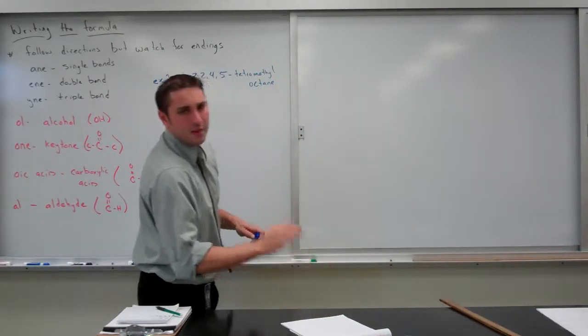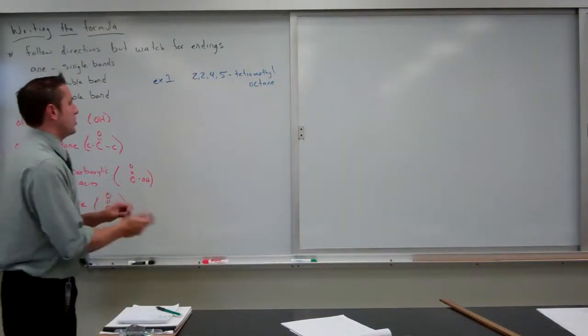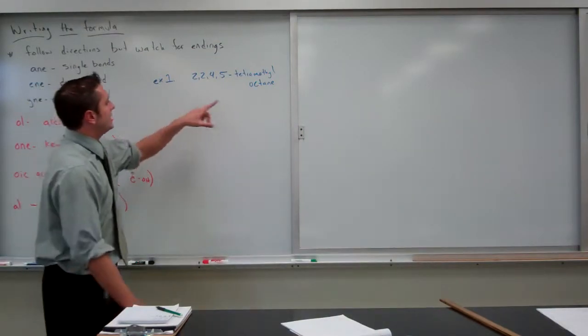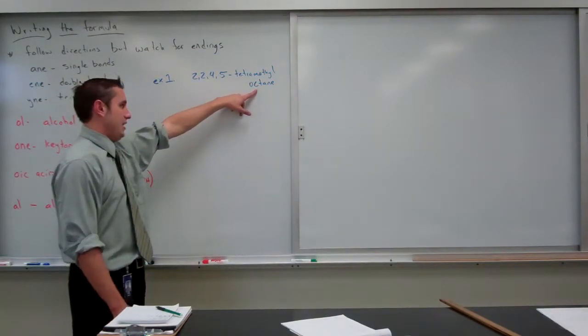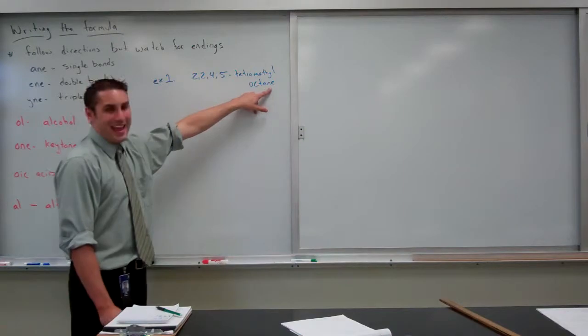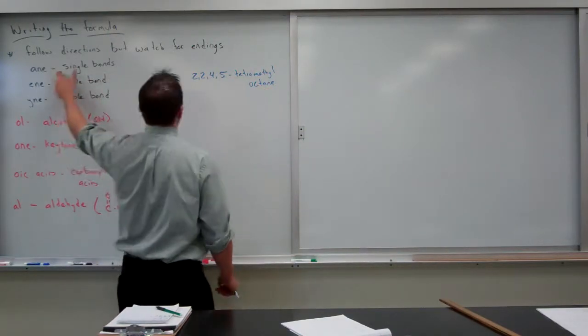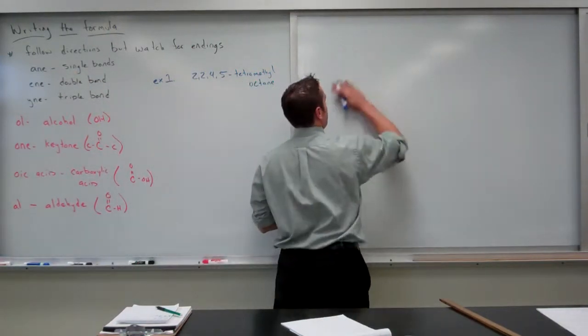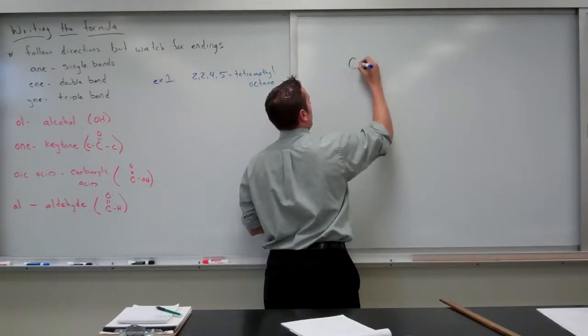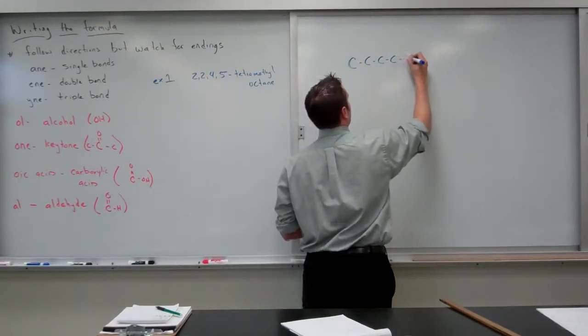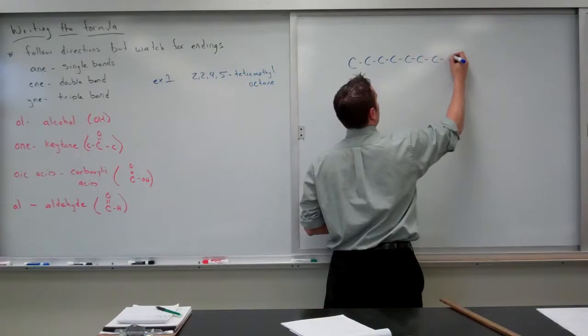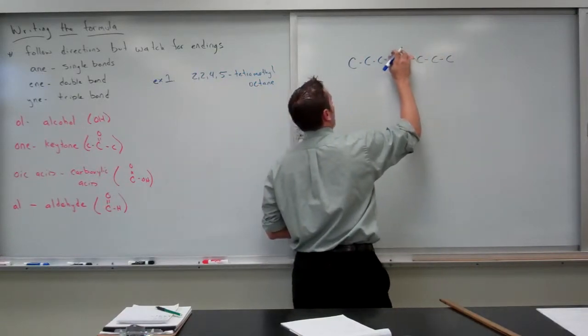Like I said, writing them is much easier. You just follow directions. So the first thing I always do is zero in on the ending. Octane means -ane, all single bonds. Oct means there are 8 of them. So 1, 2, 3, 4, 5, 6, 7, 8.